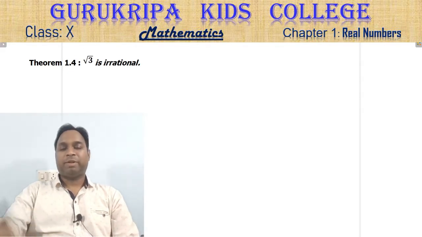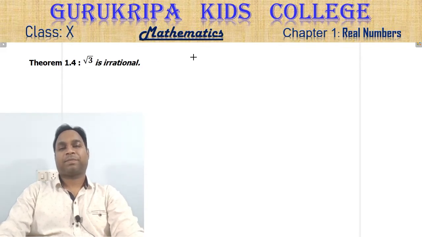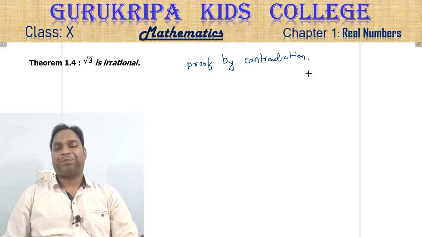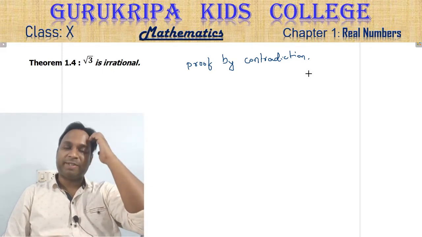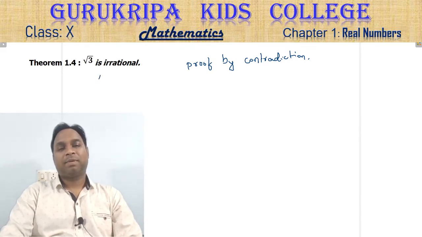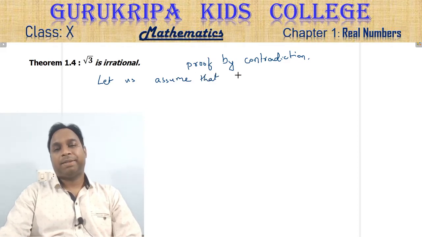So let's start. How did we do the proof in the previous video? It was a proof by contradiction. In contradiction, we assumed that the opposite of the given statement is true. What is the opposite of the given statement? That will be, let us assume that square root 3 is rational.